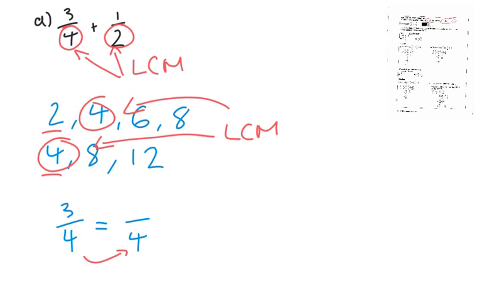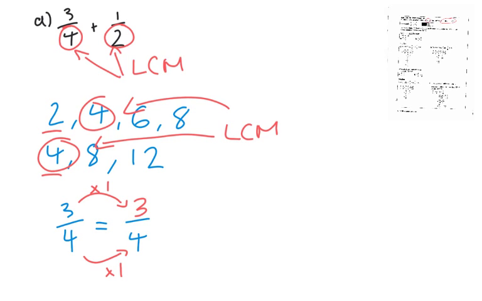You have to ask yourself, how do I go from 4 to 4? All you do is you multiply by 1. What you do to the bottom, you also have to do to the top. So you're going to multiply the numerator by 1. 3 times 1 is 3.